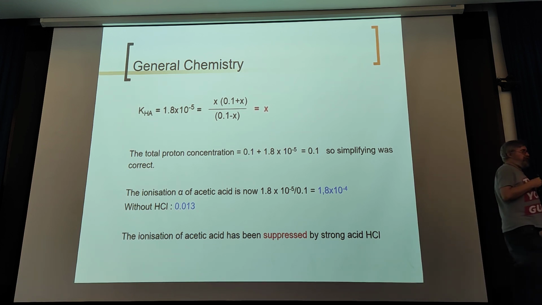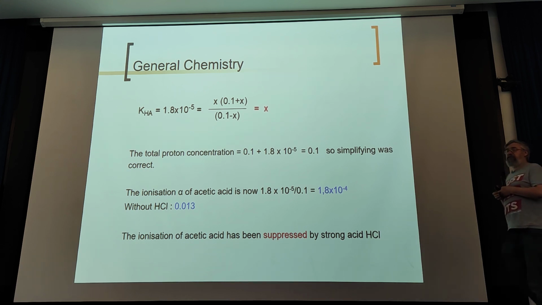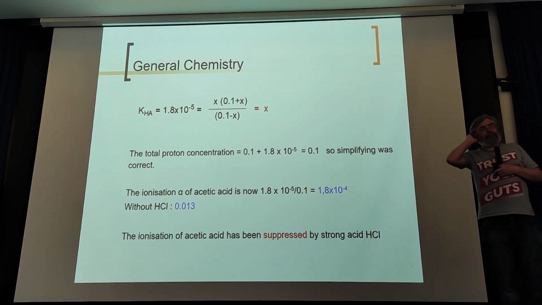Now 0.1 plus X over 0.1 minus X, that's just 0.1 over 0.1, because X is so small it doesn't matter if we add or subtract this very small number. So it's two times the same. This means we can remove it, and what is left is just X. We have finished this calculation. We don't need to calculate anything. Just in this case, the concentration X is the same as the equilibrium constant.